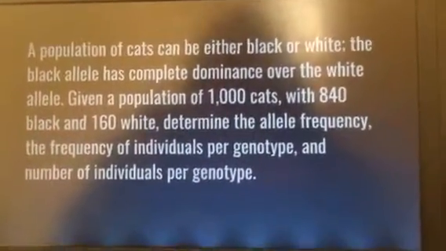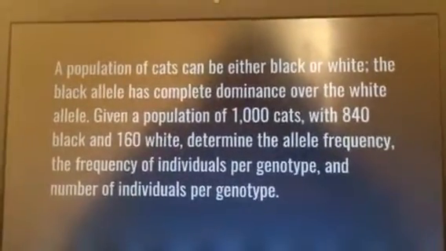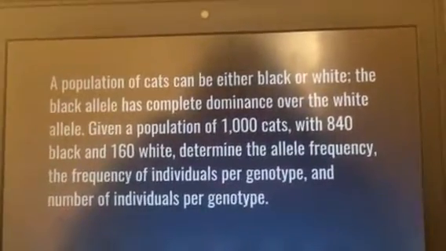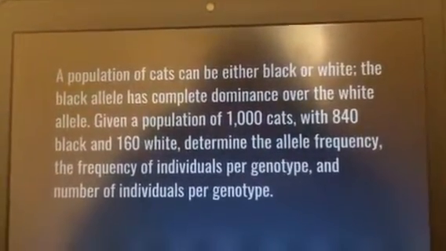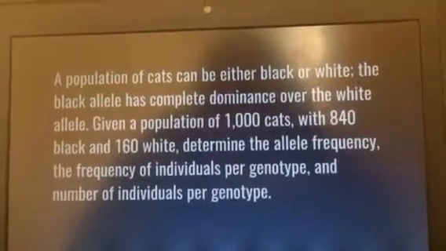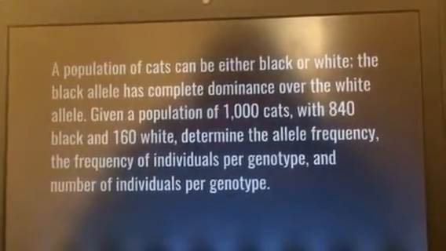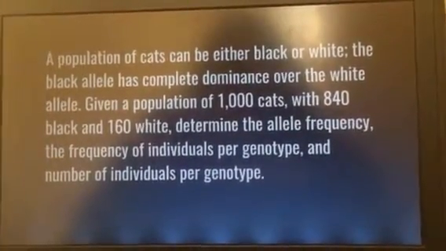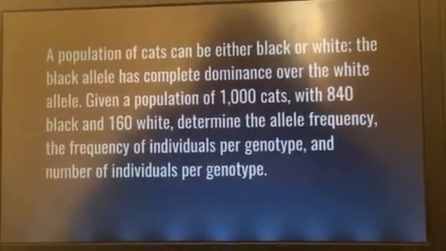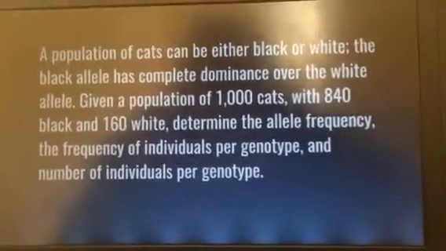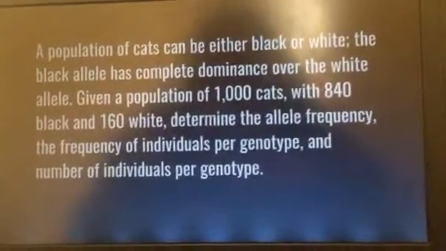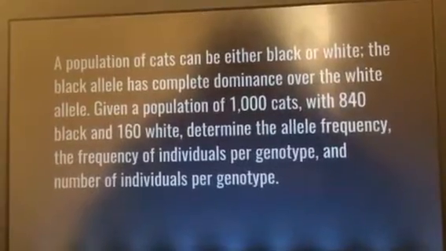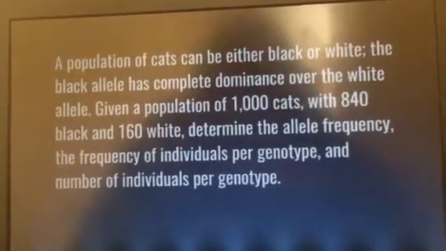Now for an example, so we can see how it actually looks. A population of cats can either be black or white. The black allele has complete dominance over the white allele. Given a population of 1,000 cats with 840 black and 160 white, determine the allele frequency, the frequency of individuals per genotype, and the number of individuals per genotype. This problem is asking for 3 parts. First, to determine the allele frequency, then the frequency of individuals per genotype, and then the number of individuals per genotype.